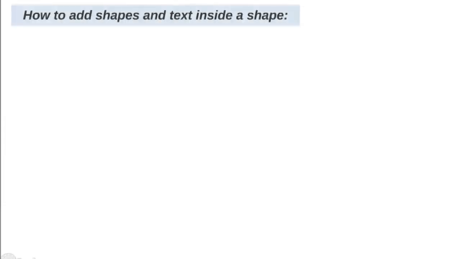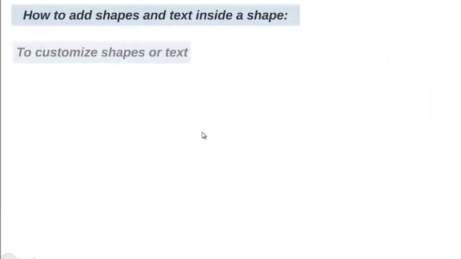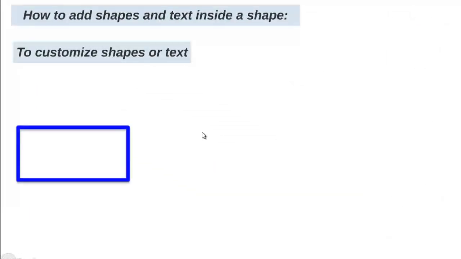You can also add shapes and text inside of a shape. So I'm going to show you this. Up at the top, we have the Excel toolbar. And if you click on Insert, Shape, and Text Box, you can actually customize shapes or text.